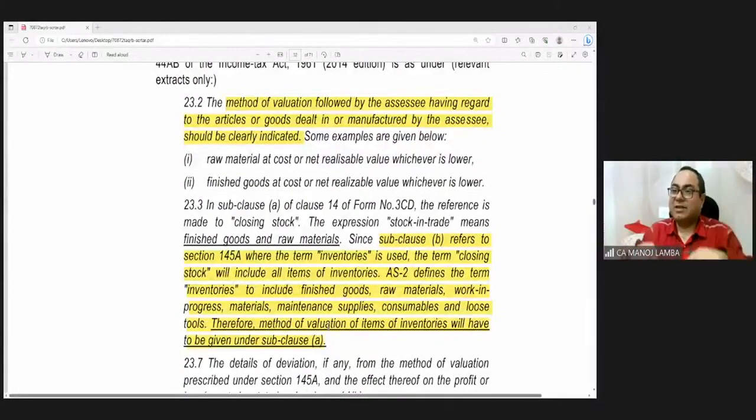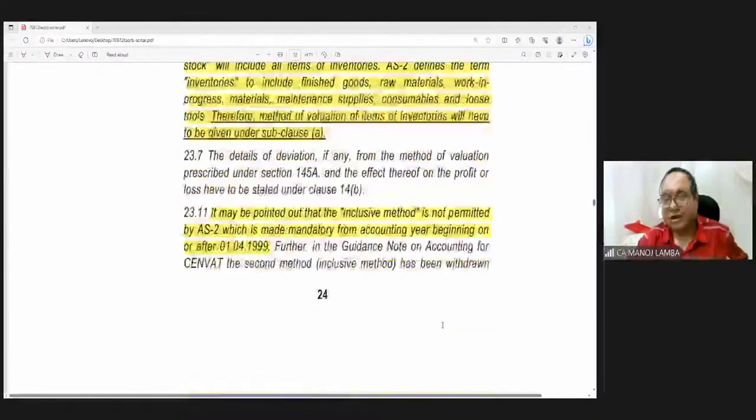But this is not available in utility. That's why I was using cost or market price, whichever is less. Friends, therefore, method of valuation of inventory will have to be given in subclause A. The detail of deviation, if any, from method of valuation prescribed under section 145 and effect thereof on the profit and loss account have to be stated in clause 14B.